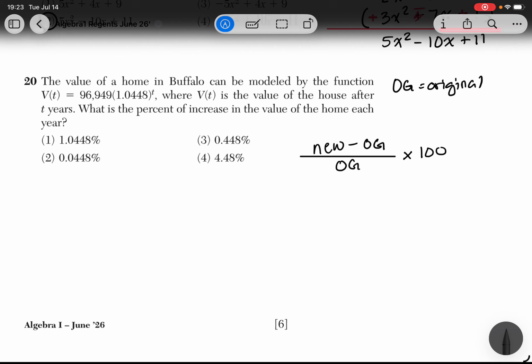So our new is going to be, in this case, I'm just going to pick some years. So it could be any years you want. Let's say we have year 1, year 2. And these are the values of V of t.